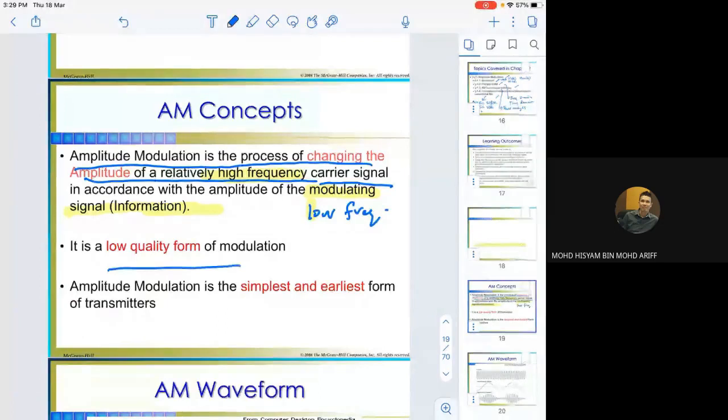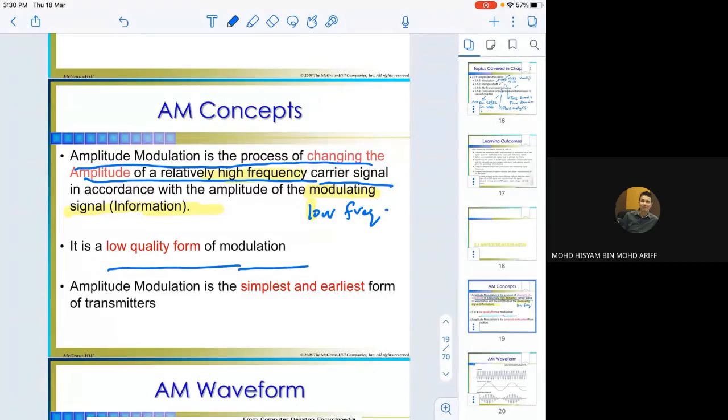It's a low quality form of modulation. Last time when you used the AM radio, have you heard something when you take your car and sometimes you press the AM mode? If you change to AM mode, maybe at home or in your car, you hear people talking but not clear, correct or not?